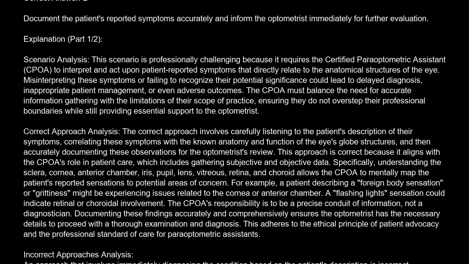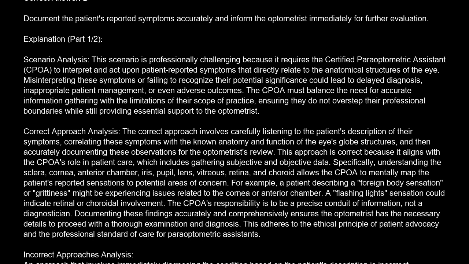upon patient-reported symptoms that directly relate to the anatomical structures of the eye. Misinterpreting these symptoms or failing to recognize their potential significance could lead to delayed diagnosis, inappropriate patient management, or even adverse outcomes. The CPOA must balance the need for accurate information gathering with the limitations of their scope of practice, ensuring they do not overstep their professional boundaries while still providing essential support to the optometrist.